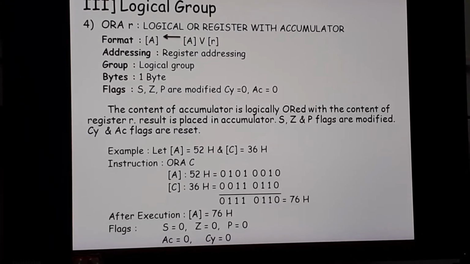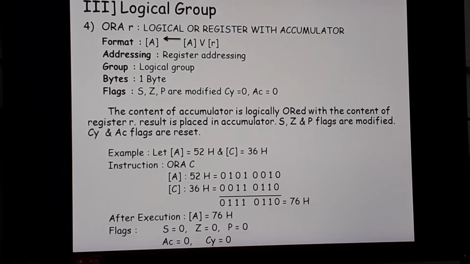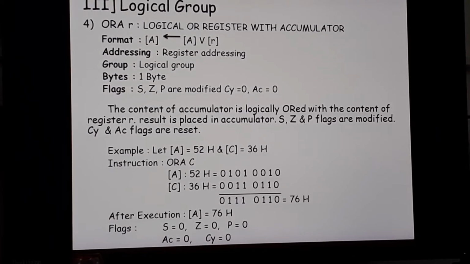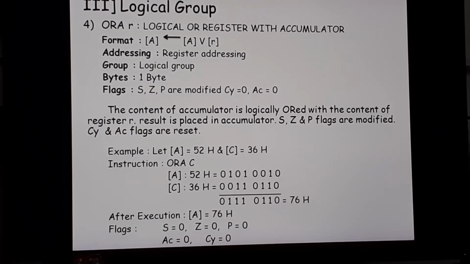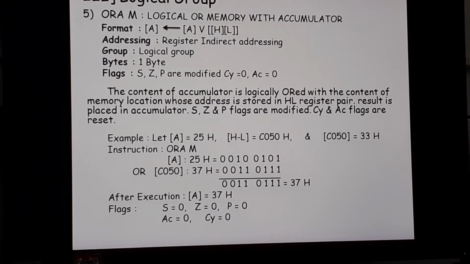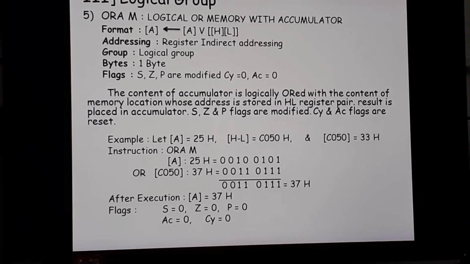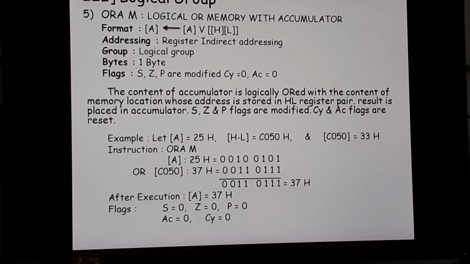Auxiliary carry flag is 0 here, since I have already told you, it is always set to 0. Auxiliary carry flag and carry flag are always set to 0, even if you are getting an answer as 1 for auxiliary carry, the flags will always be set to 0 here. Okay. Now we'll be seeing the second instruction in this particular video, that is fifth, number 5, ORA M.